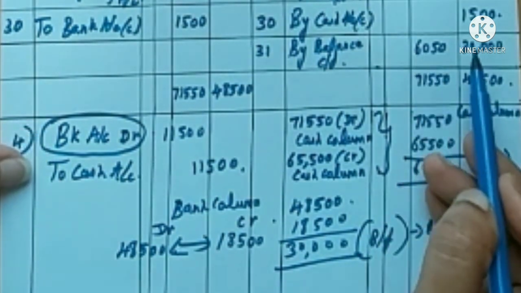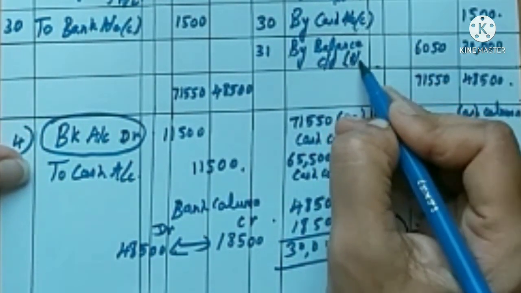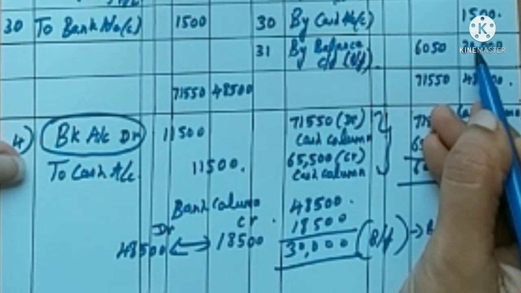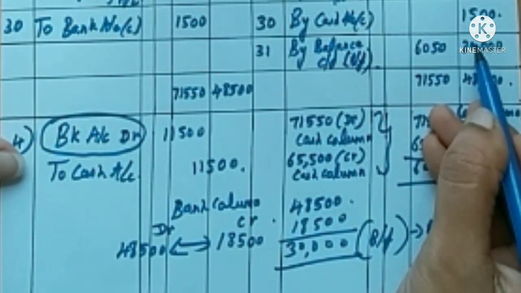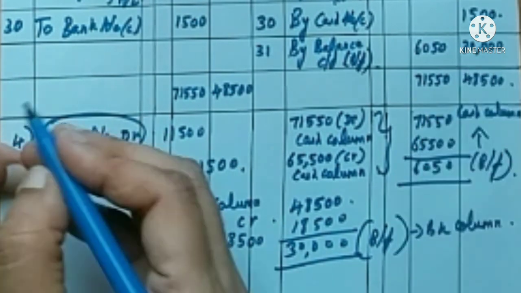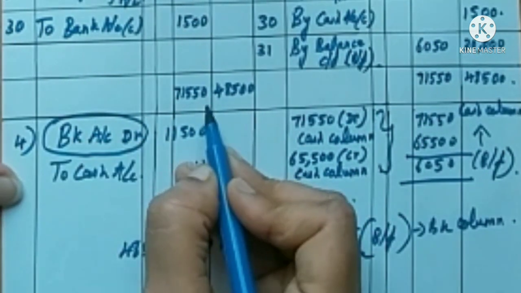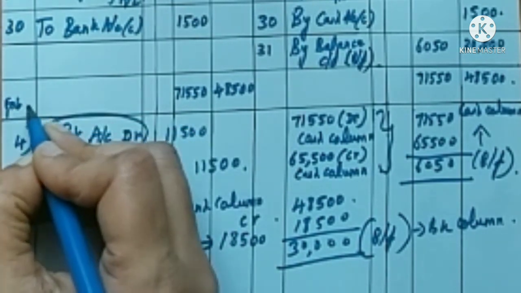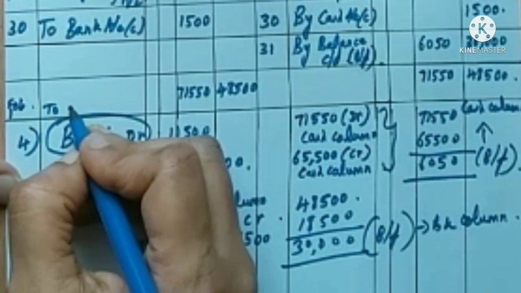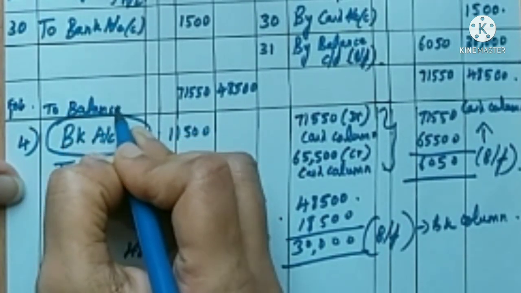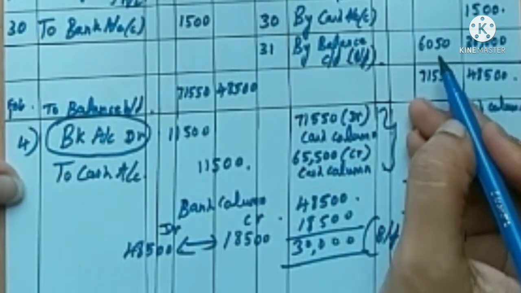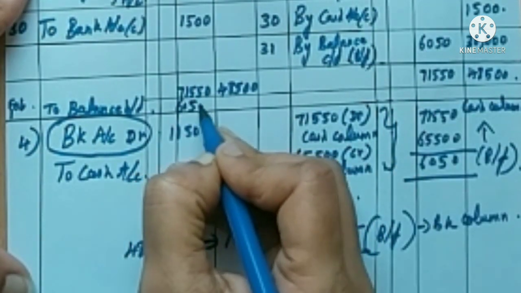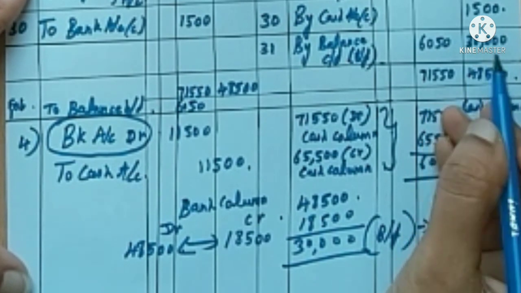This balancing figure will be brought forward to the next month, that is the beginning of the next month. After the total we have to write 1st February, "To balance brought down". Amount is what? 6,050. Then 30,000.